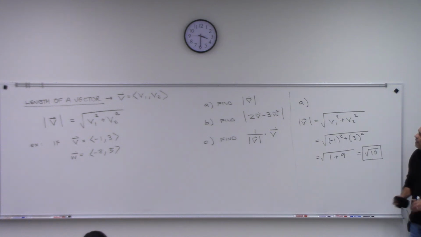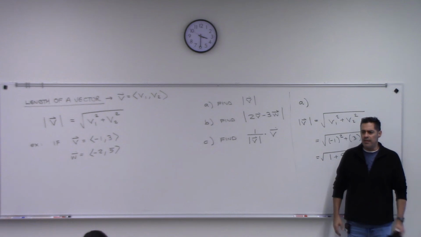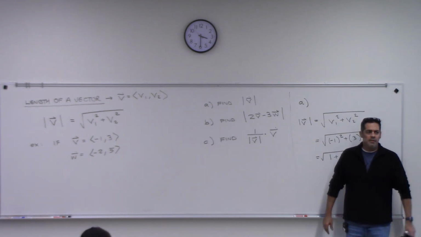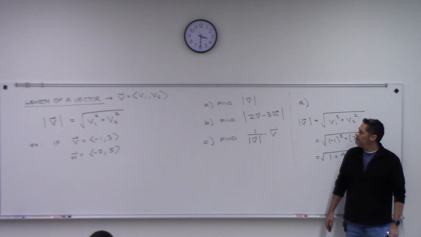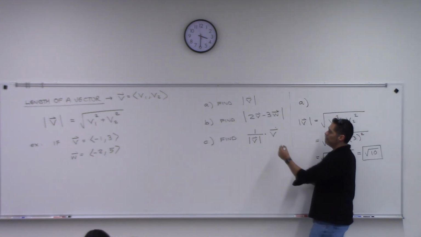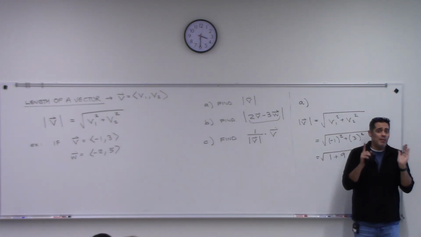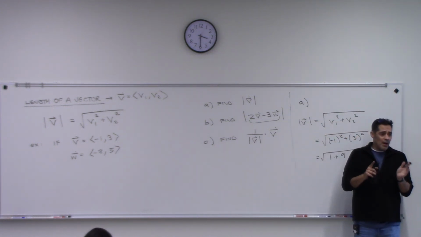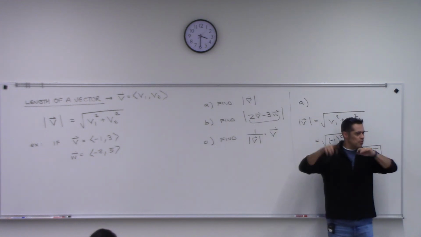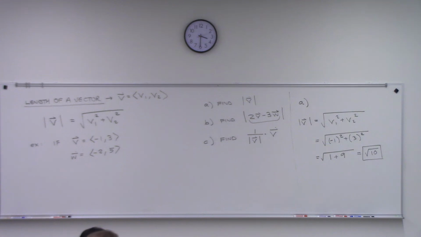All right, how about part B? How are we going to do that? Ideas? Yeah, like figure out what that is first, right? That's a vector. Let's figure out what that vector is first. Once we figure out what that vector is, then we'll use the formula for the magnitude, all right? So I've got to first resolve that.